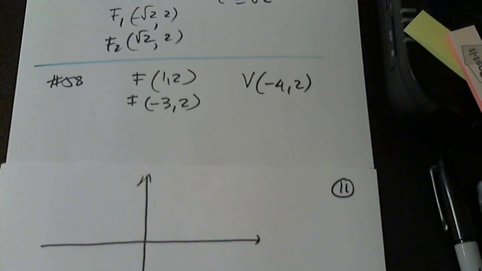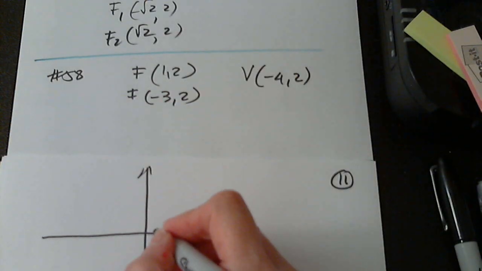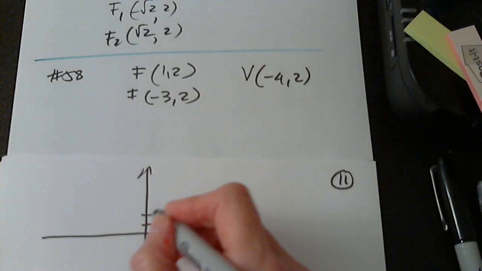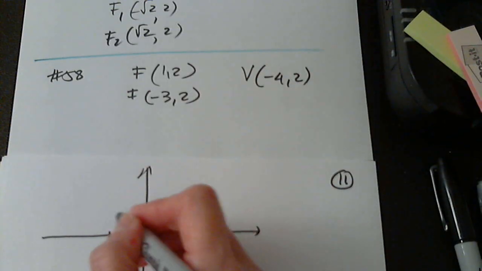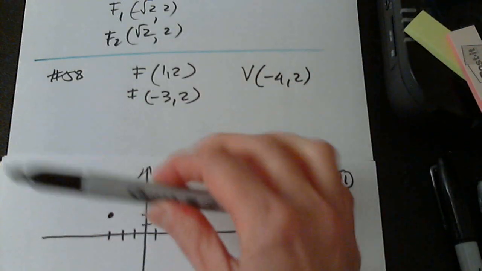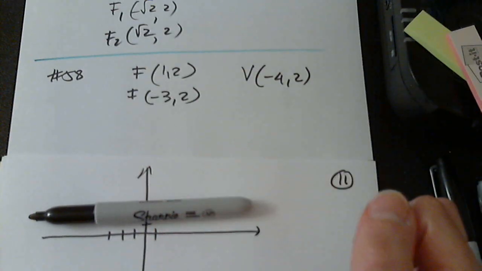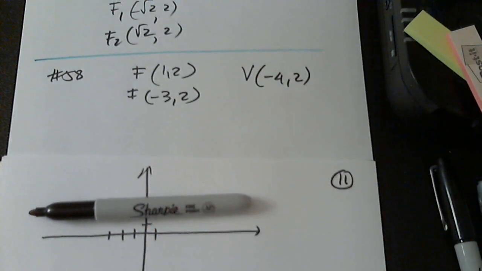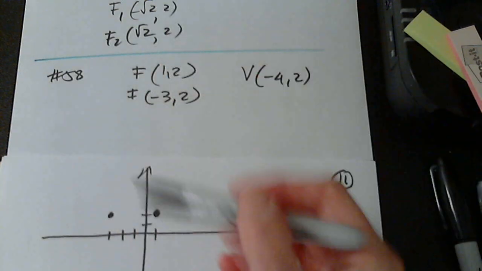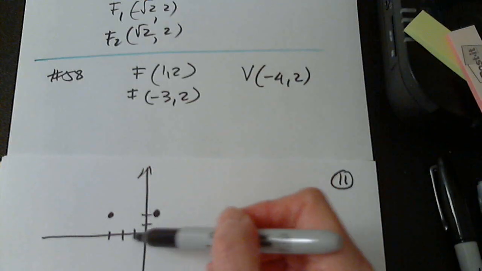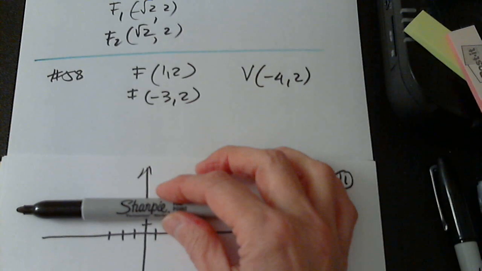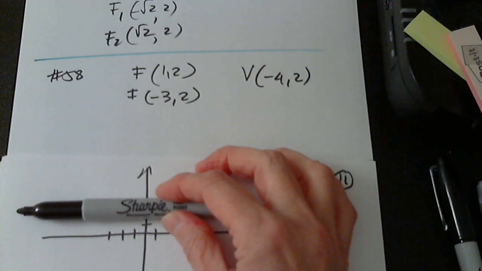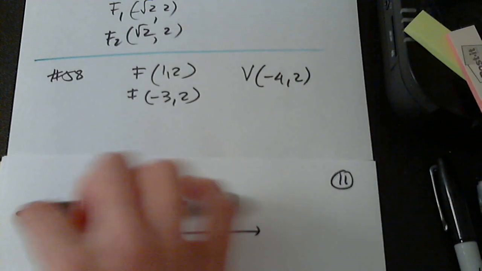Okay, the foci are at (1, 2) and (-3, 2). Obviously, the major axis must be horizontal. Sorry, so one more time: (1, 2) and (-3, 2). The major axis has to contain the foci, so it must be horizontal.